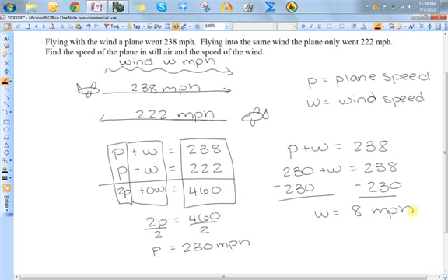Generally, when you have a word problem like this, you do not write the answer in ordered pair form because it's difficult to tell which one is the independent and dependent variable. So you just leave it in this form here.